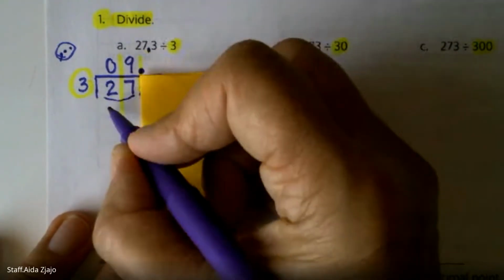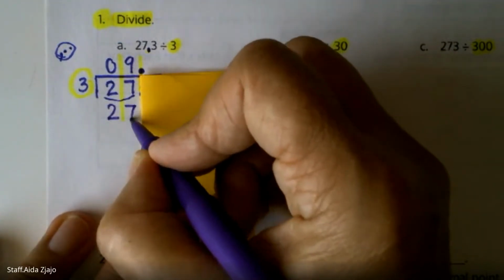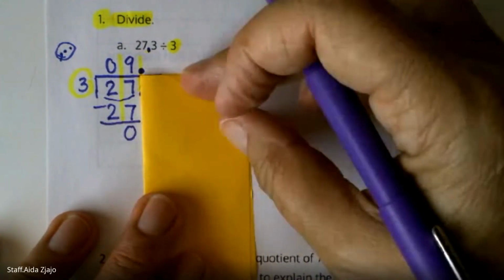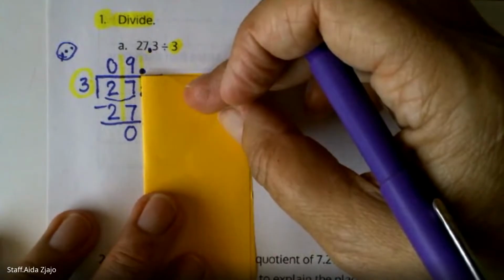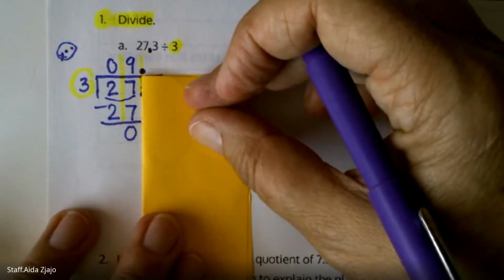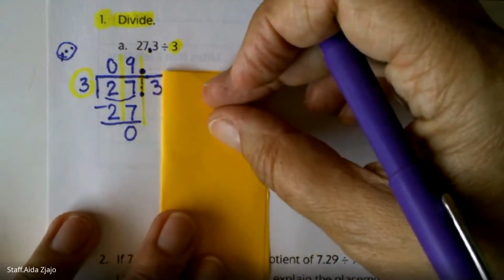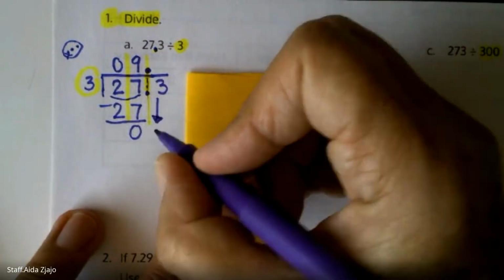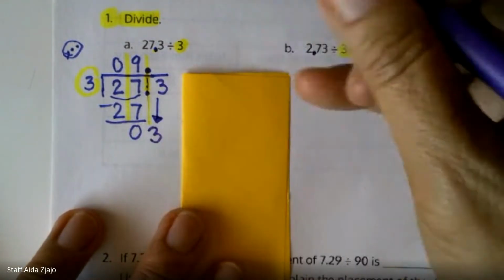3 times 9 is 27. When I subtract, I will not have a remainder. That is a 0. The remainder is 0. Now, I'm not done. I did 2 digits, and now the third digit needs to be brought down. So I also have to share the 3 tenths.